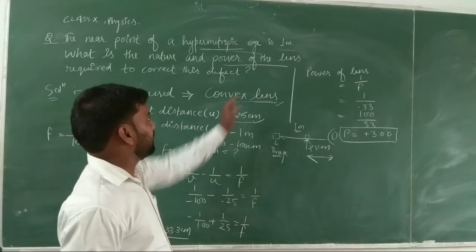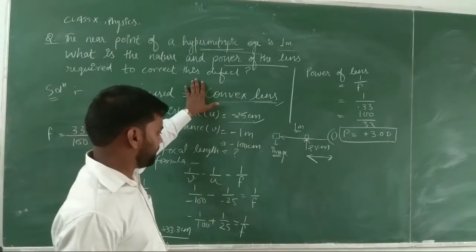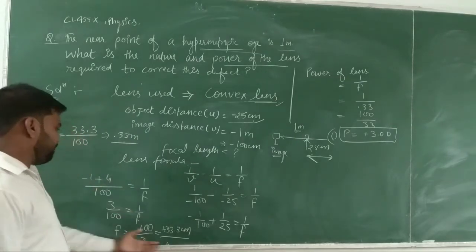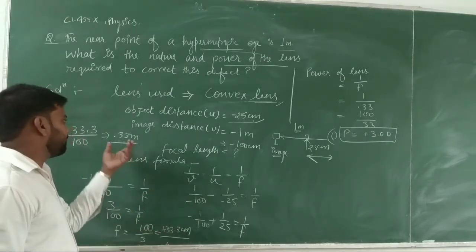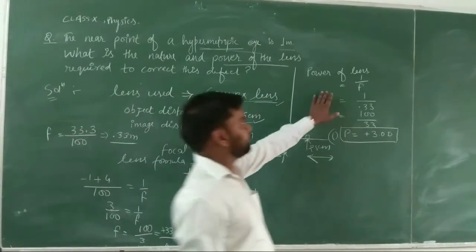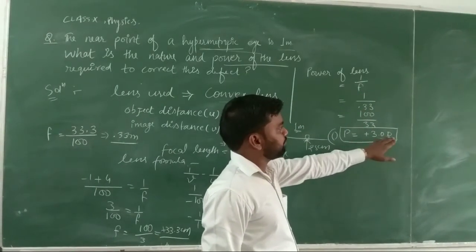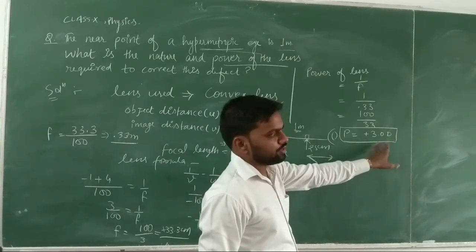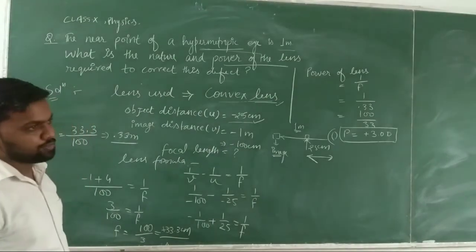Okay, so the lens which we are using here is a convex lens to correct the hypermetropia, and the focal length of the lens is plus 33.3 centimeter, or we can also say it is 0.33 meter. Now the power of the lens will be 1 upon f, equal to power equal to plus 3.0 D, meaning diopter. So the power of the lens will be 3.0 diopter. Okay, so it was the solution of this question.